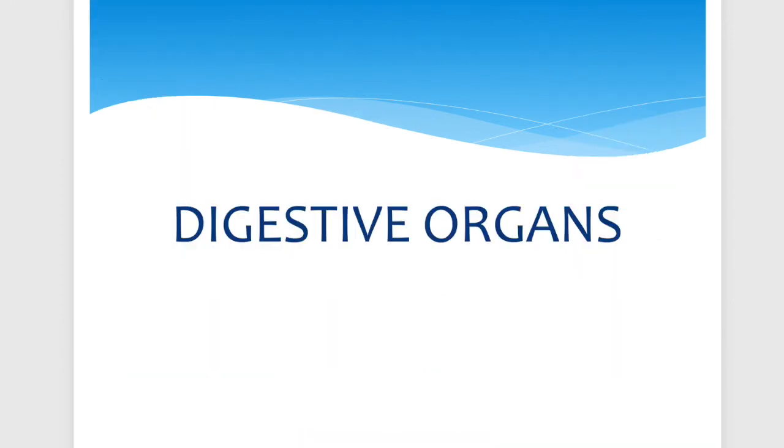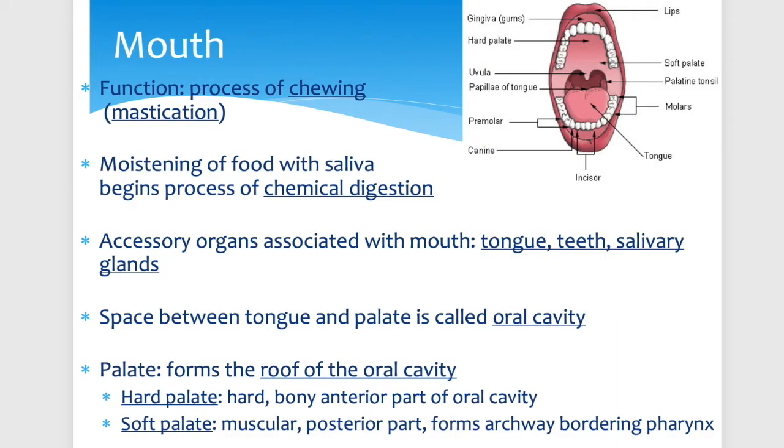Now, if we take a look at your digestive organs, we're going to go in order, starting with your mouth. So the function for digestion of your mouth is mastication, or the process of chewing. When you're chewing, you're going to moisten the food with saliva, and that starts the process of chemical digestion.